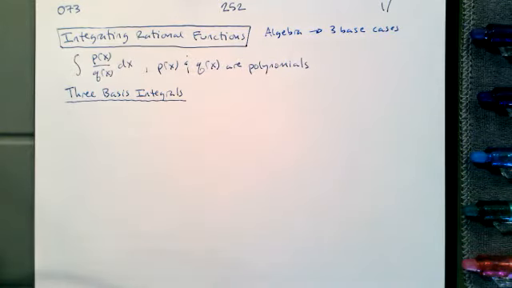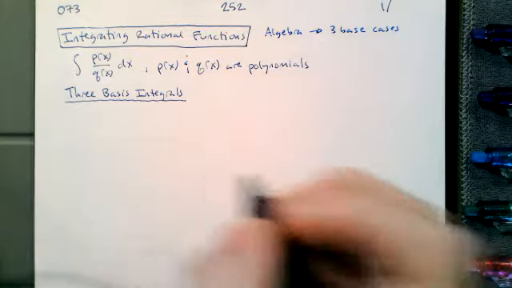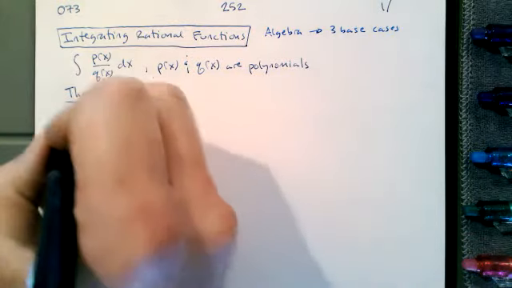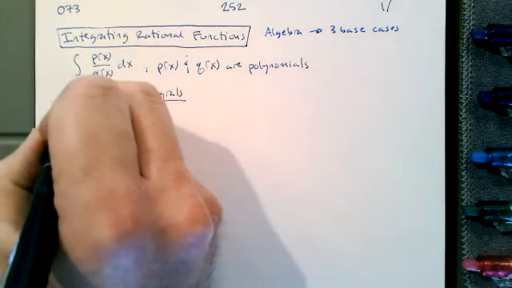I got in the habit a while ago of referring to these as basis integrals, even though from a linear algebra standpoint, it's not like forming a basis. Not in that sense of the word. It's just, this is what we're basing things on. Probably need a better word for that. So there are three basis integrals that we build from.